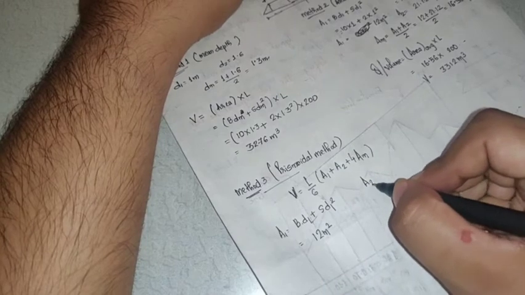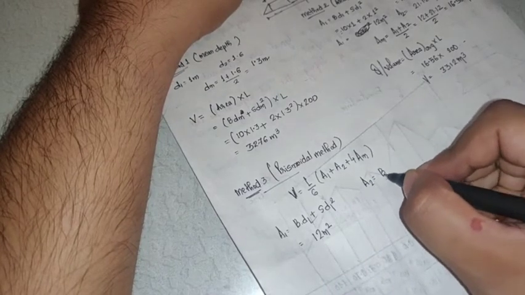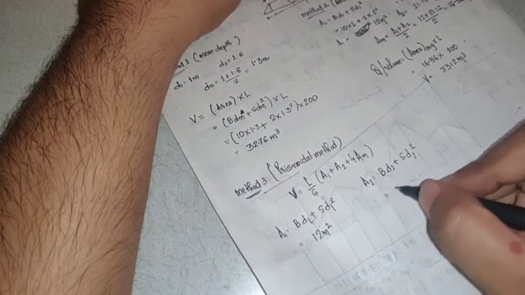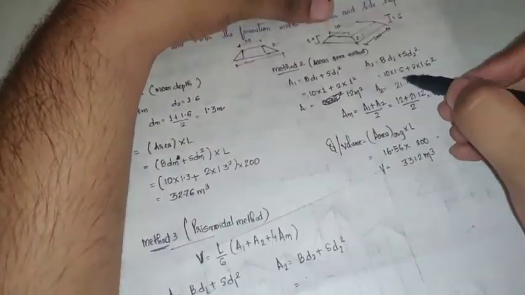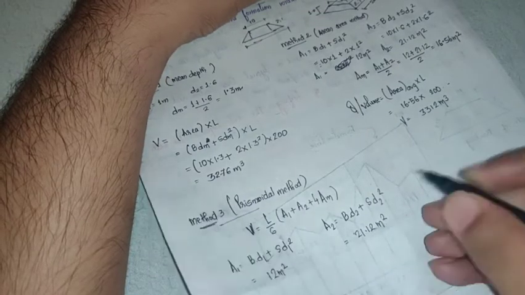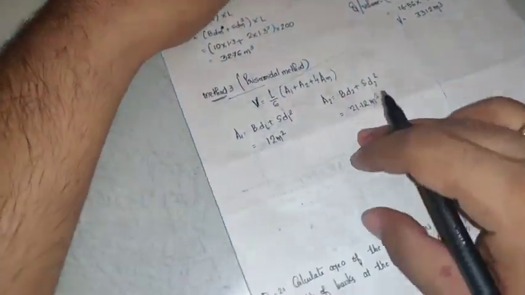Similarly, what is A2? A2 is B into D2 plus S D2 square. So we got it as 21.12 meter square. So we got A1 and A2.